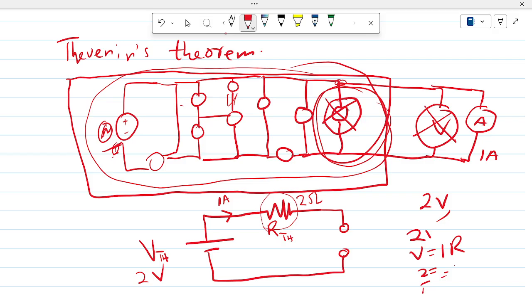So then, if we now place our bulb, assuming our bulb is a 1 ohm resistor, we place it here, then we can easily find the current through our 1 ohm resistor, not this one. So it's now going to be I is equal to V over the total resistance, which is going to be 2 over 3. So now let's try some real example and see if indeed this method works.